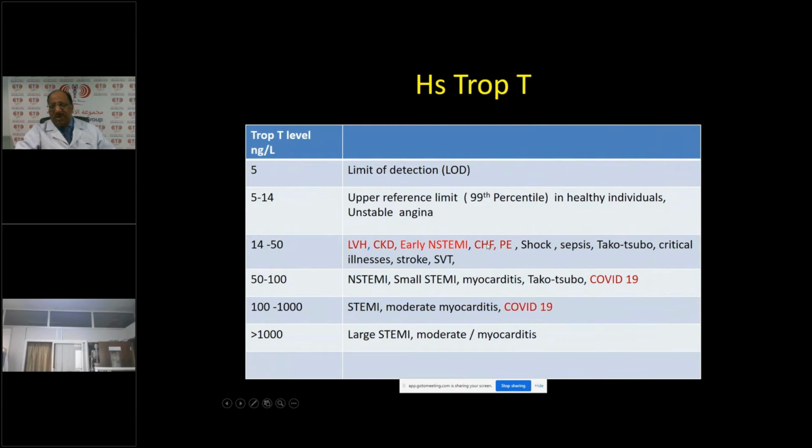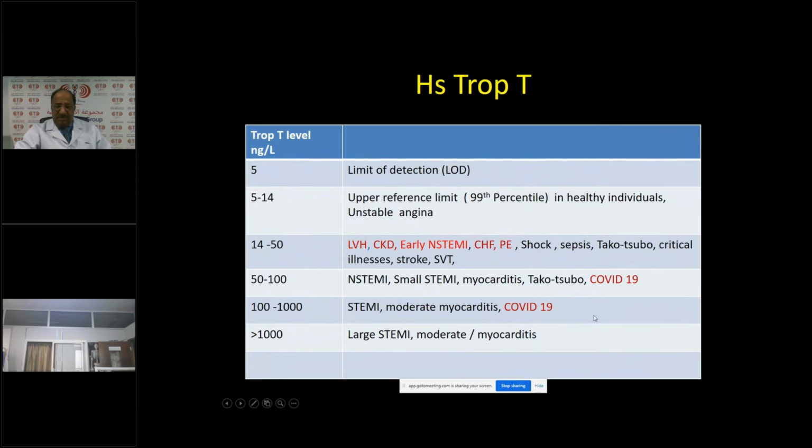It can also be elevated in CHF and pulmonary embolism and various other conditions like shock, sepsis, any critical illness, stroke, SVT, etc. It can also be in this range in early NSTEACS. In such cases, the important thing is the rise. If you take it after 3 hours, it will be higher. And these levels indicate NSTEMI, STEMI.